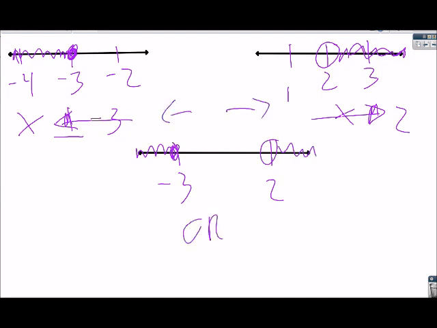So x can be less than -3, or x can be greater than 2. It can be either of these, but it can't be anything in between. So if there's a gap, we say OR.